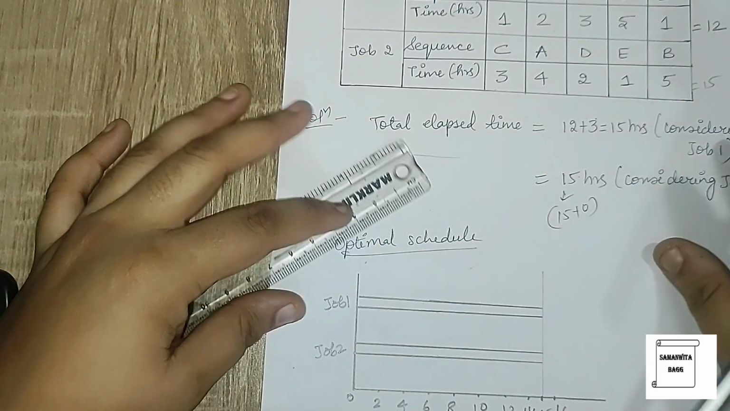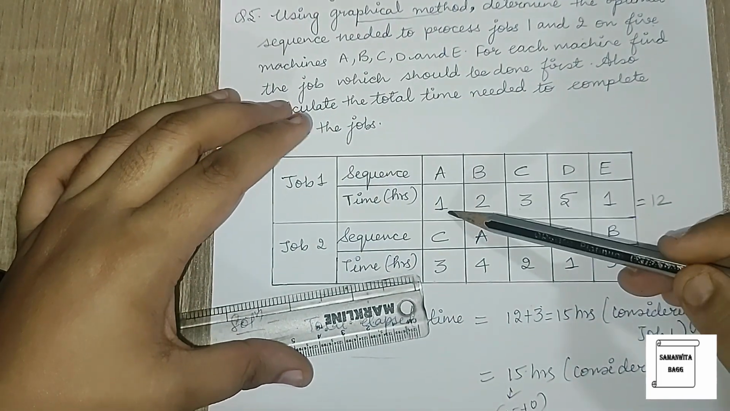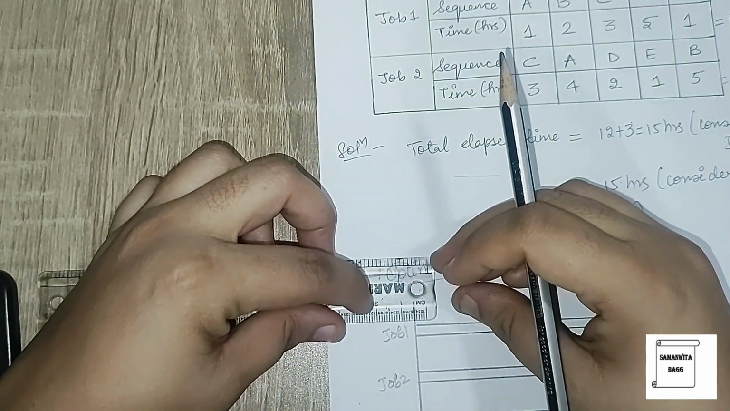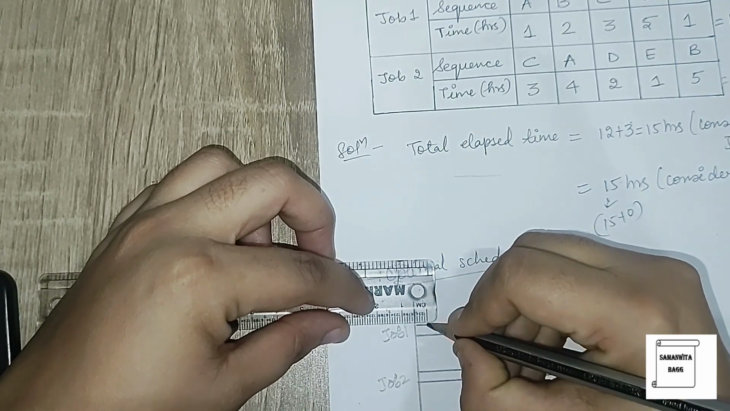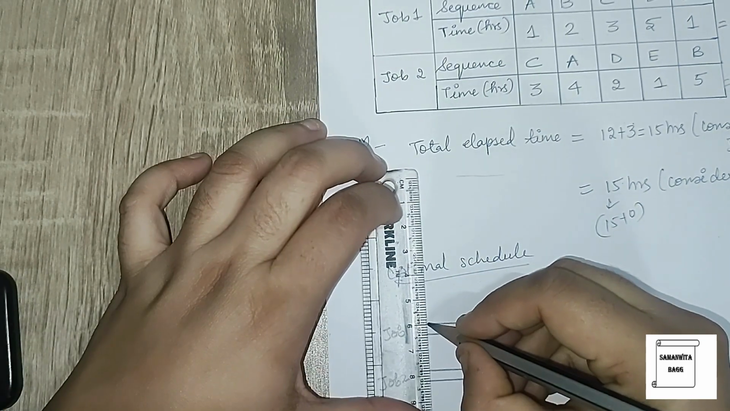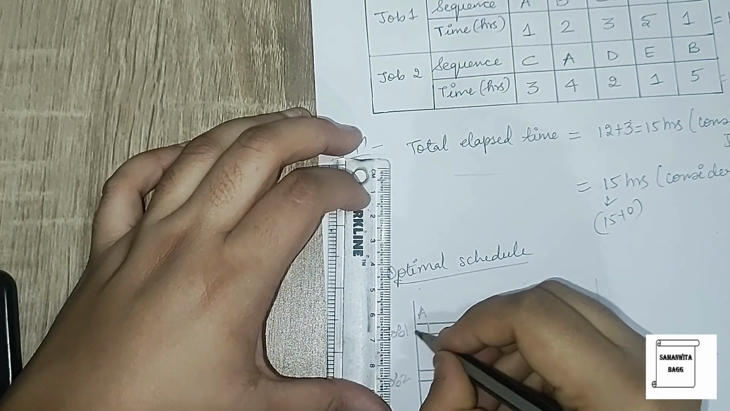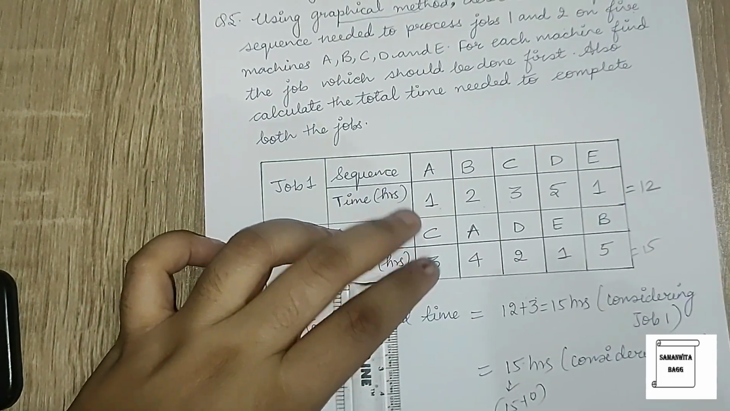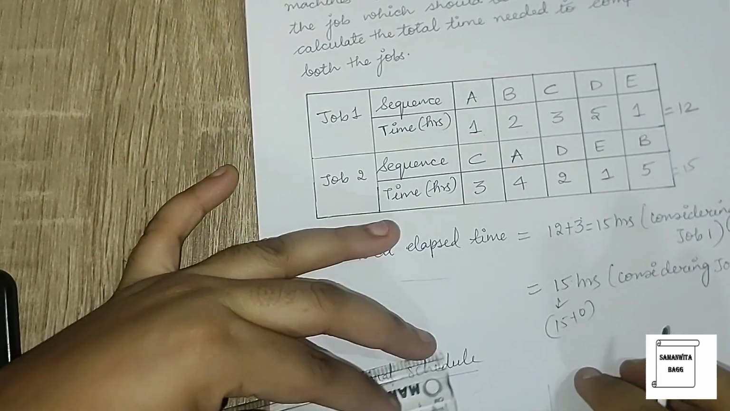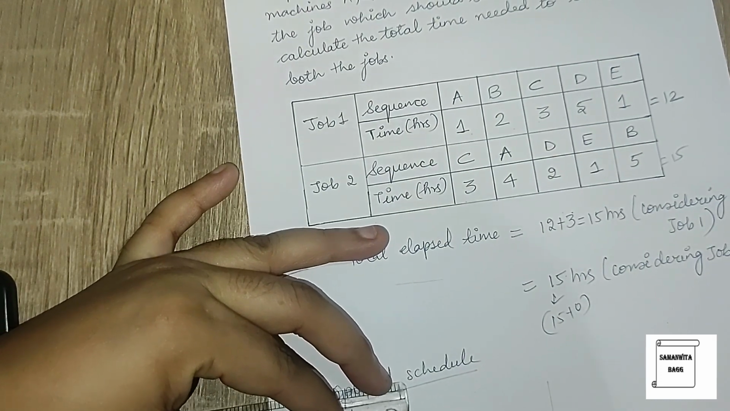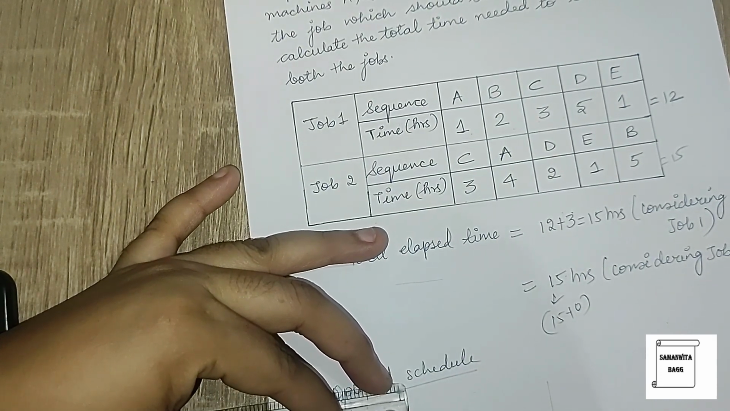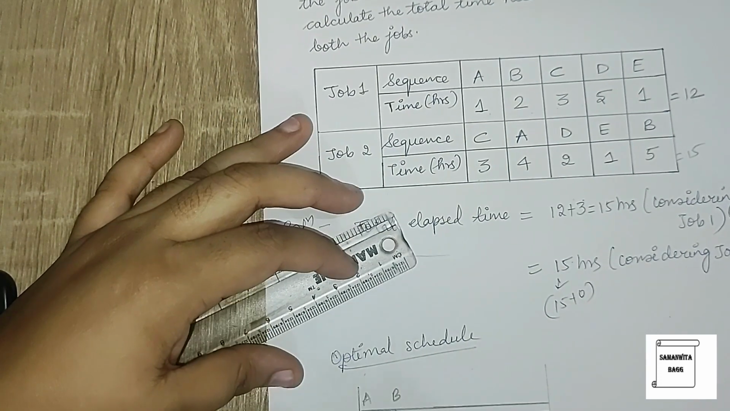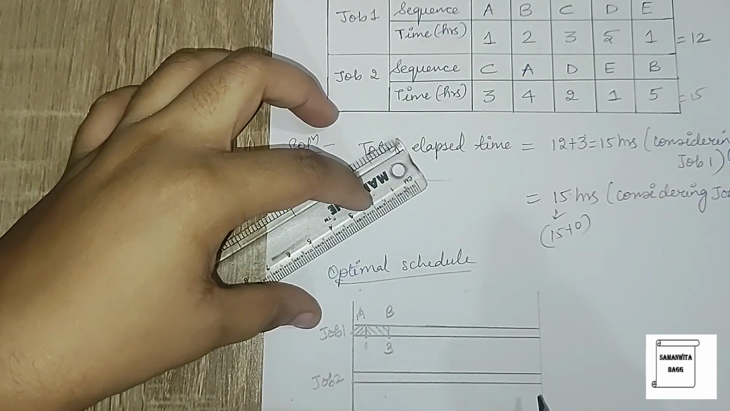Now the first timing for job 1, A is only 1. So we will draw here till here. This is A. This is 1. Then B has timing 2 hours. So we will go up to 3. So from here, this is 3. So this is B. A and then B.